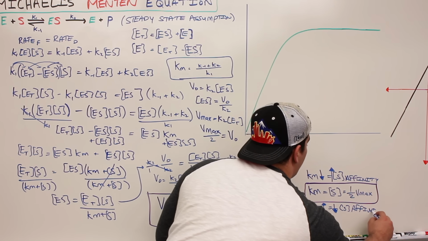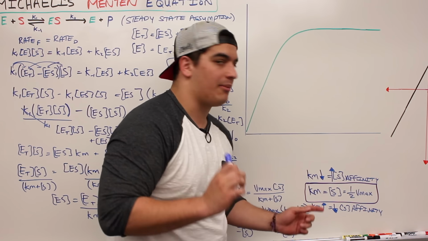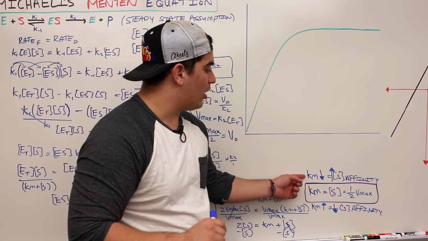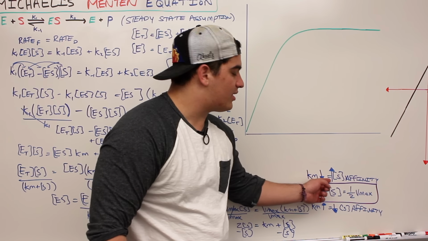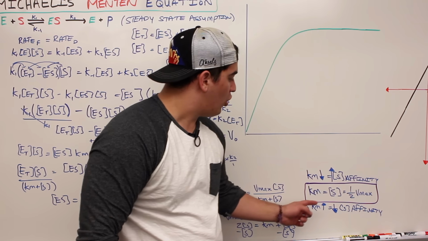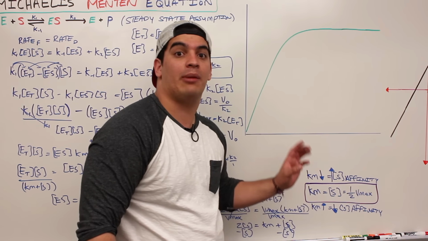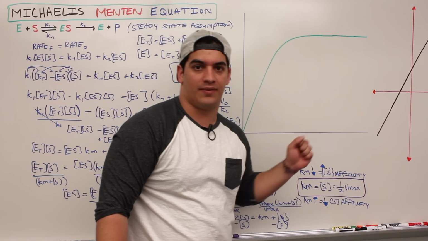To explain it in even a better way, it can tell us how much substrate the enzyme can take on. So an enzyme with a low Km is going to have a high substrate affinity, so it's not going to be able to take on large amounts of substrate. An enzyme that has a high Km has a low substrate affinity, so it's going to be able to take on larger amounts of substrate.